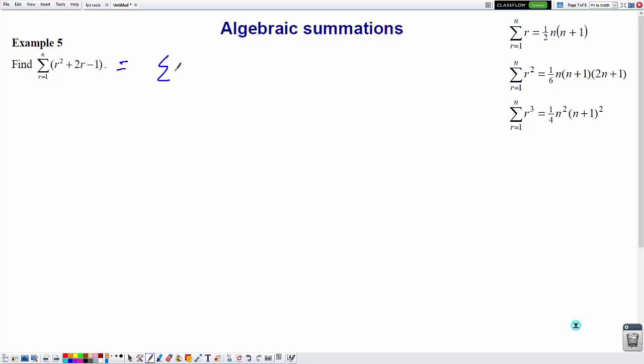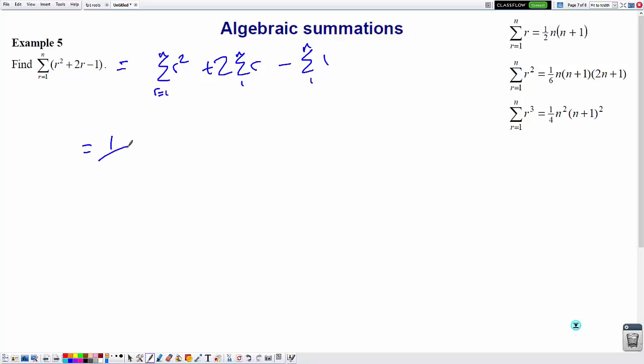So this is sigma r squared plus 2 lots of sigma r minus sigma 1. Of course, these are all going from r equals 1 to n. Notice I've stopped writing r here. In some textbooks, you'll see they don't bother writing r because it's assumed, of course, it's going to be the r. It's not going to be s or anything else. Okay, so what are these? I just use the formula. This is really easy now because from 1 to n, I don't even need to plug in a value of n.